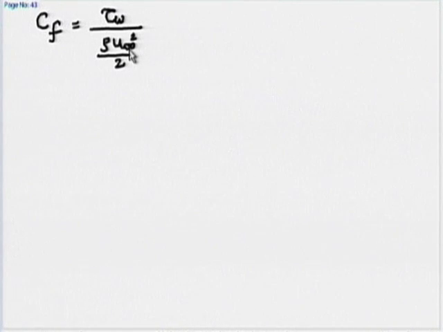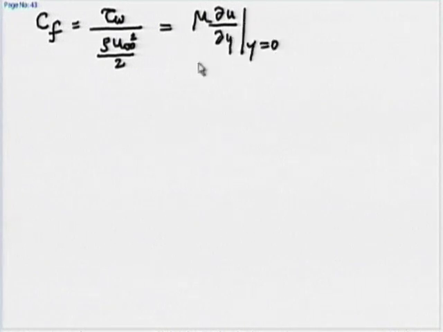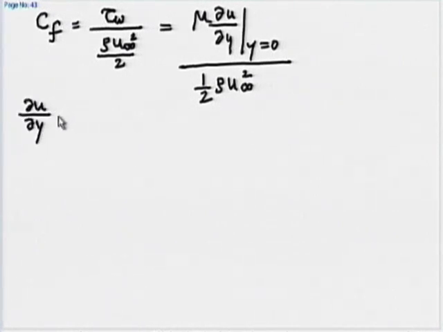Okay, Cf equal to tau s upon rho u infinity squared by 2, and what is tau s? Mu del u by del y at y equal to 0. So now, if I calculate del u by del y, because we know the velocity profile, del u by del y equal to a plus 2 b y minus 3 c y square.